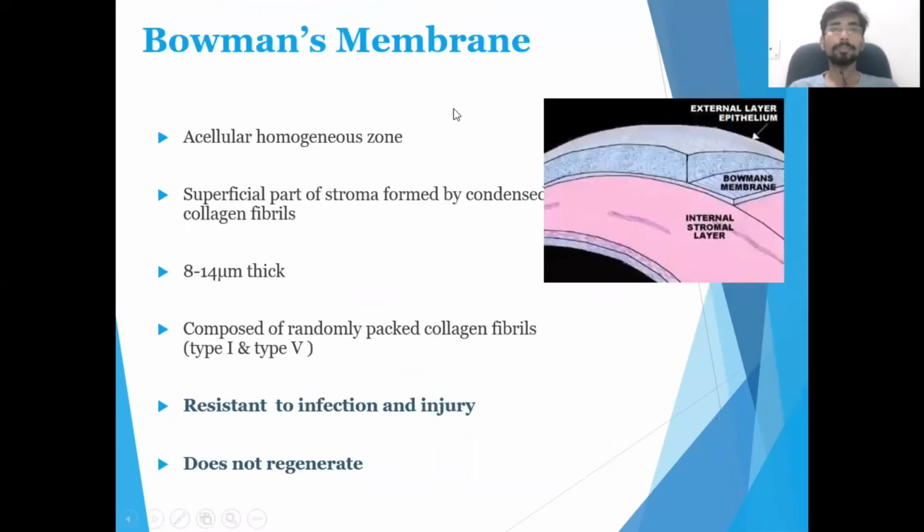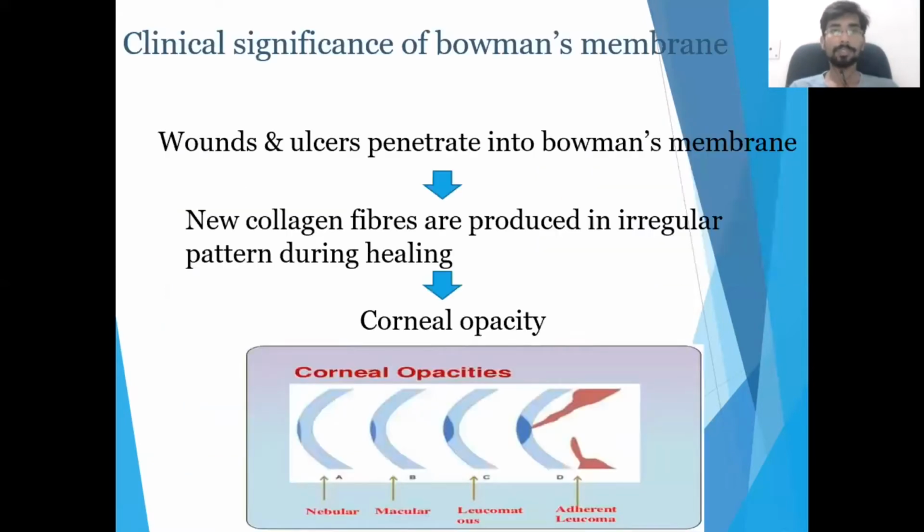Next is Bowman's membrane. This is an acellular homogeneous zone, the superficial part of the stroma formed by condensed collagen fibrils. The superficial stroma forms the Bowman's membrane, 8 to 14 microns in thickness, composed of randomly packed collagen fibril type 1 and type 5. It is resistant to infection and injury, and it does not regenerate once damaged. Clinical significance: wounds and ulcers penetrate into the Bowman's membrane. New collagen fibrils are produced in an irregular pattern during healing, which will result in corneal opacity.